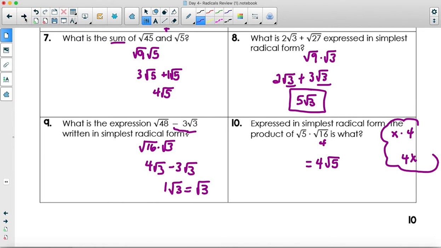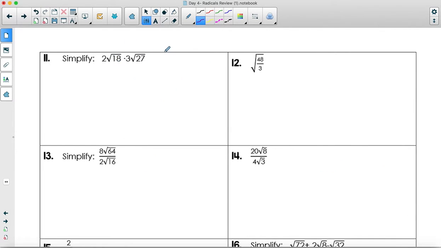Okay, all right, next one. Over here, I am multiplying. Now, you have a choice as to whether or not you want to simplify these first.